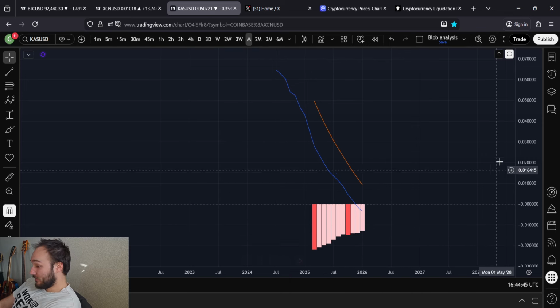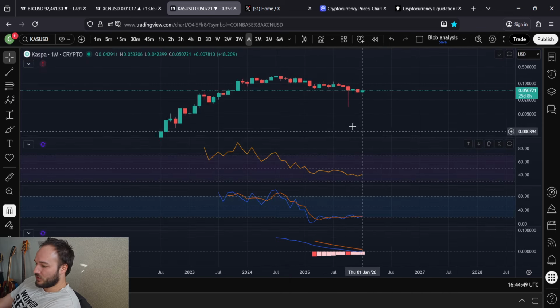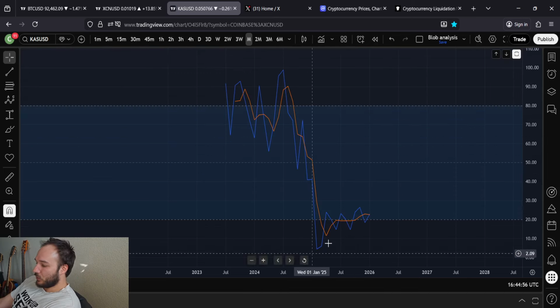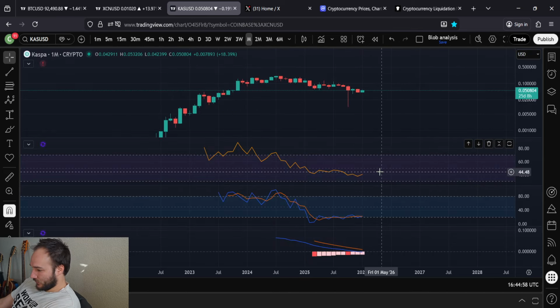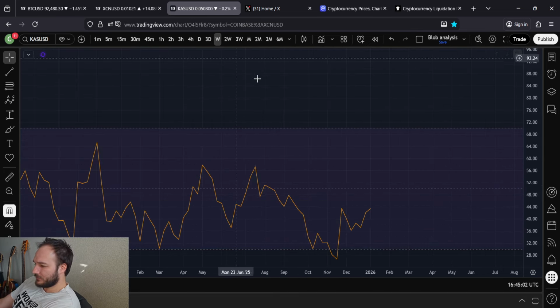On your MACD, you have bullish divergence. On the monthly time frame, you have bullish divergence, which is incredible, by the way. That's a feat. That is an accomplishment right there. Monthly bullish divergence is insane. Bullish divergence on the monthly stochastics as well. No bullish divergence on the RSI, but you're bouncing off the 40. That's a good look in itself.